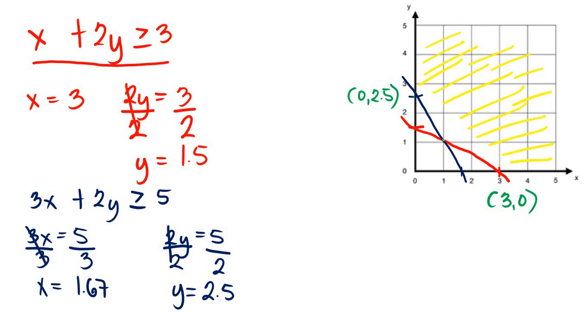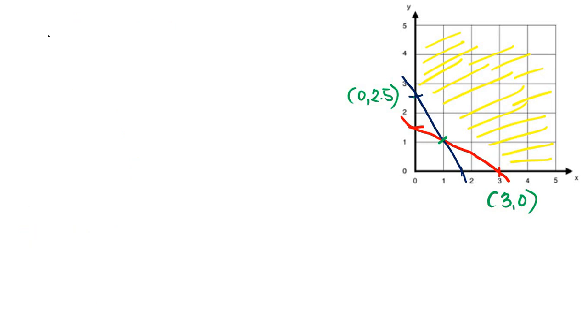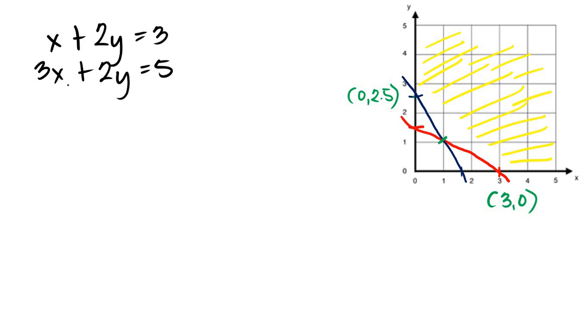Next, we are going to look for this point, our optimal point. To get the value of our optimal point, we will be using our two constraints: x plus 2y equals 3 and 3x plus 2y equals 5. Using these two constraints, we need to get the values of x and y first to compute for the optimal point here in our graph.